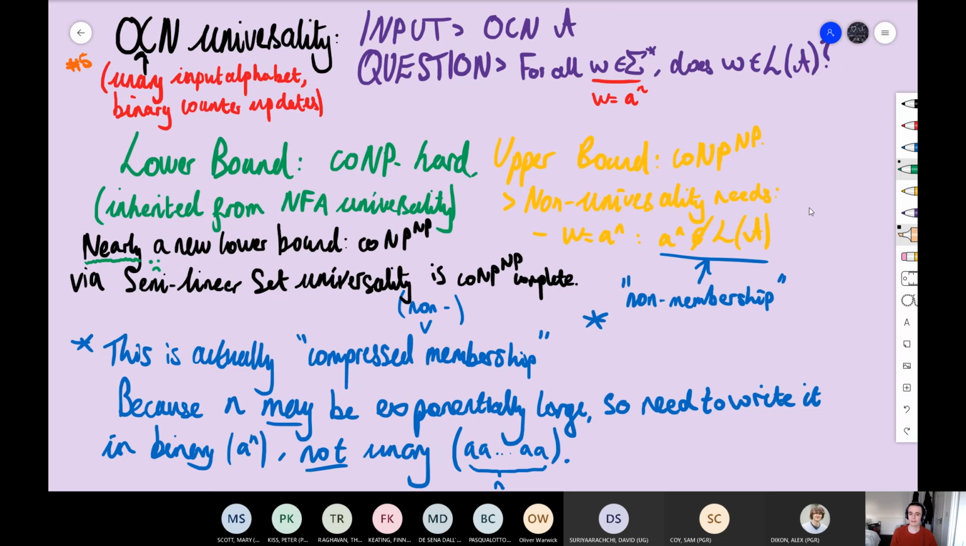So non-universality would be finding a word W in the form A to the N that doesn't belong to the language L. So if we're in co-NP, we can say, well, maybe we can try and guess this word, pull it out of thin air, and then use an NP algorithm and then call upon the oracle for that NP algorithm to show that it's not in there. So this is kind of like the non-membership problem.